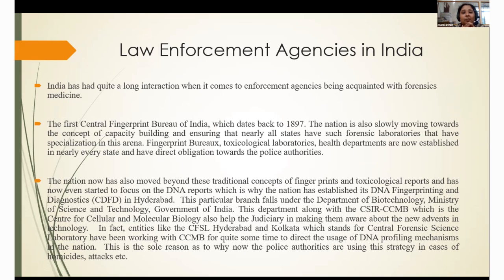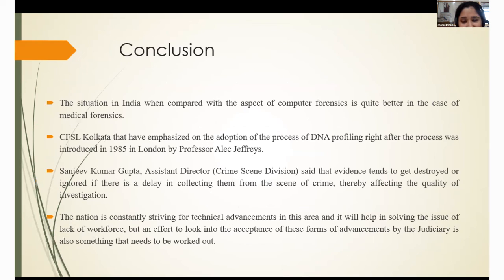As we can see, with the advent of so many forensic science laboratories in India, they have started helping the judiciary to resolve various cases. Not only this, it is also helping the investigation, and it is helping personnel to have a good strategy with respect to cases, especially with special reference to homicides, murder, or acid attacks, etc. That is the situation in India.